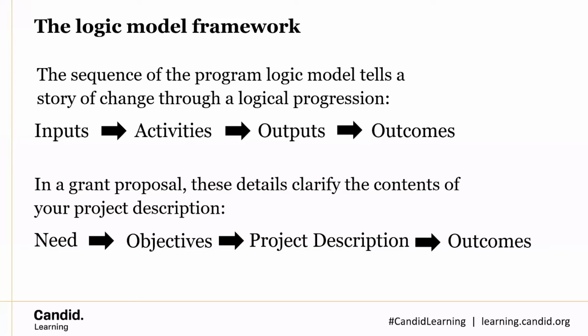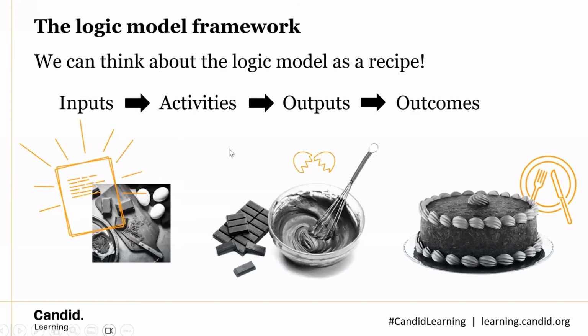The need, then the objectives, the program project description, and then again, the outcomes. It's called the same thing, but the need is what your inputs and things are. Then your objectives are what you're going to be doing with those, or your activities. The overall project description is sort of comparative to the outputs, and then the outcomes. So this is just how it would fit into, let's say, a grant proposal. But as I mentioned, there's a lot more reasons to do a logic model than just a grant proposal.